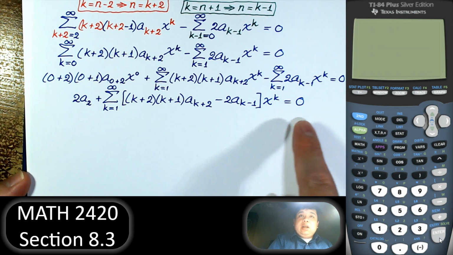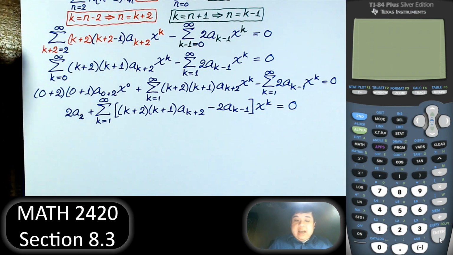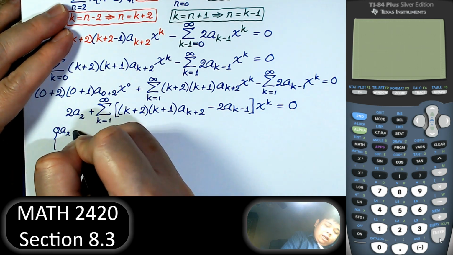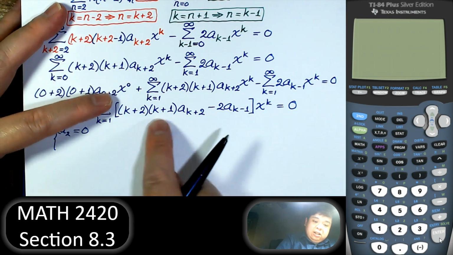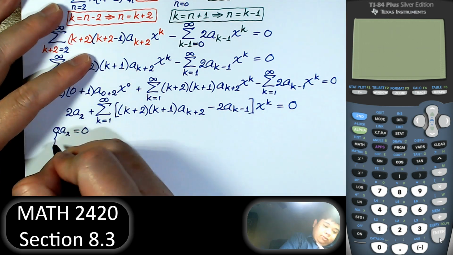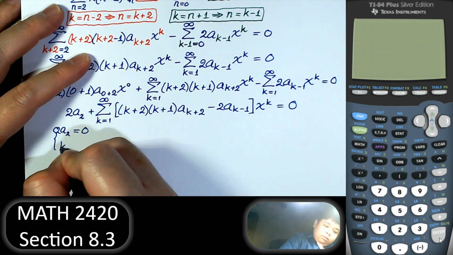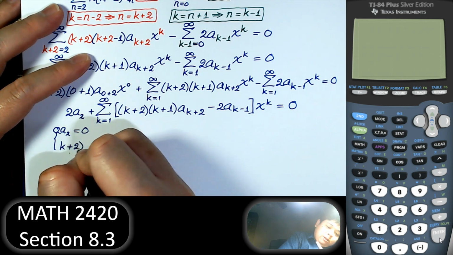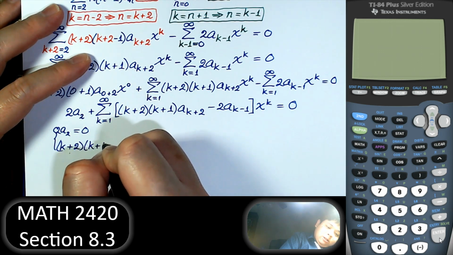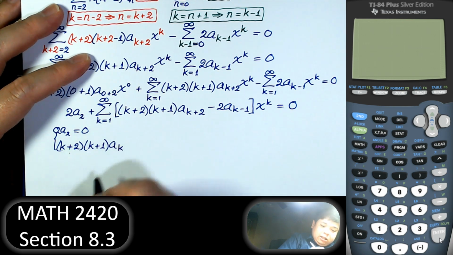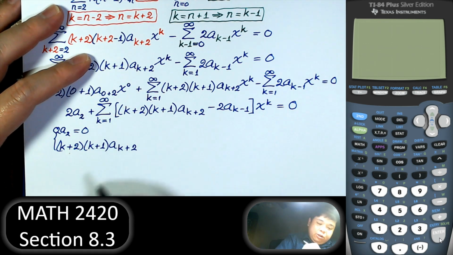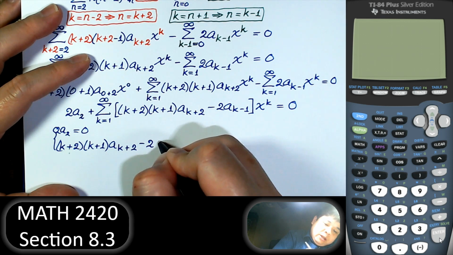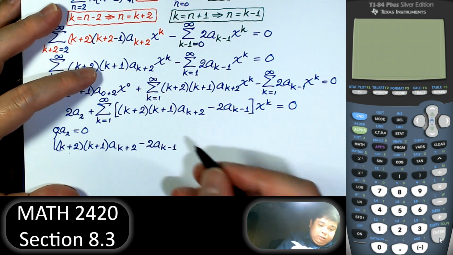Next, the series equals 0, meaning every coefficient has to be 0, meaning the 2 a2 here has to be equal to 0, and then all of this coefficient has to be equal to 0. So k plus 2, k plus 1, a sub k plus 2 minus 2, a sub k minus 1 equals 0.